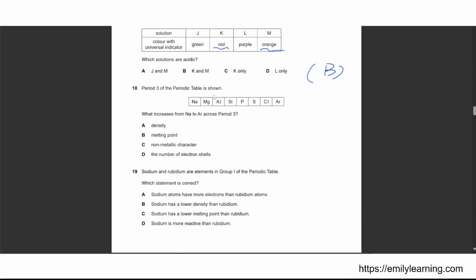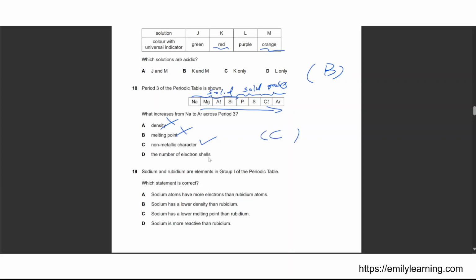Next, this is period 3 of the periodic table. What increases from Na to Ar in period 3? Density decreases. You can look at it as these are all solids, then these are gases, with solids in between. So the density actually increases and decreases, so no, it doesn't increase. Melting point, no. Those here have a higher melting point than those on the right. So melting point doesn't increase. But yes, the non-metallic character increases as you move from left to right. So the answer is C.